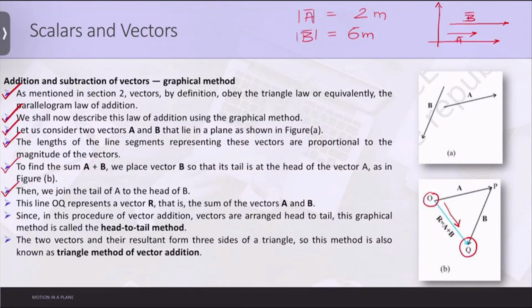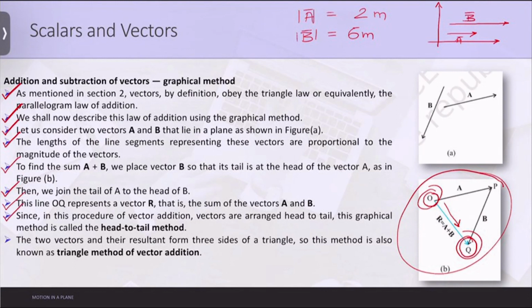So this line OQ is a vector R, which is the sum of vectors A and B. As you can see, a triangle is being made here, and hence it is called the triangle law of addition. So this is nothing but addition of A plus B, and that is how we add two vectors.